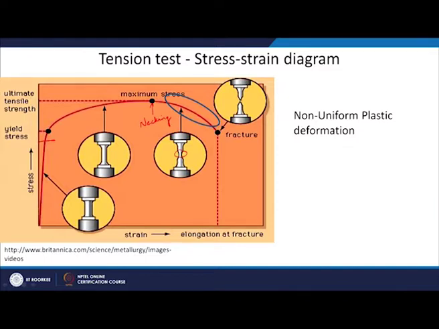Now there is no resistance to deformation, because there is no connection between the two parts, they are independent. So at this point it has fractured, and my stress strain curve will also stop here. This is where I will call the material fractured, and this is the total strain which the material has taken.